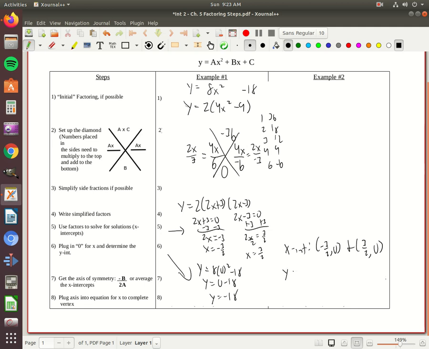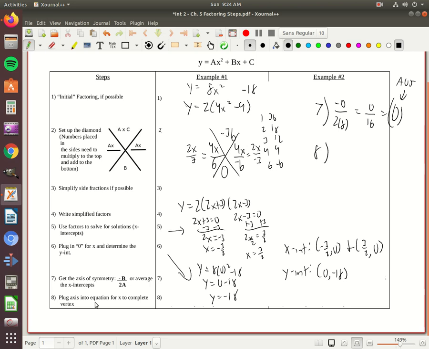So my y-intercept is going to be 0, negative 18. And when I go over here to step 7 and 8, I want negative b over 2a. Well, think about it. My b is 0, so it's going to be like negative 0. I mean, there's no such thing, but whatever. Over 2 times 8. So I'm going to get 0 over 16, which is 0. So that's going to be my axis of symmetry, right? There's my axis of symmetry right there.